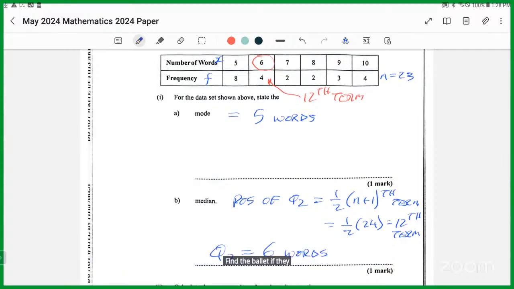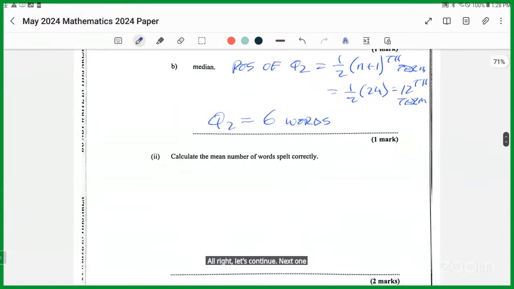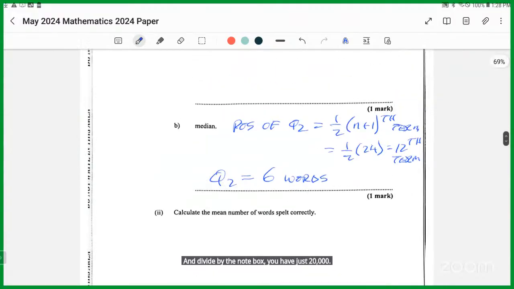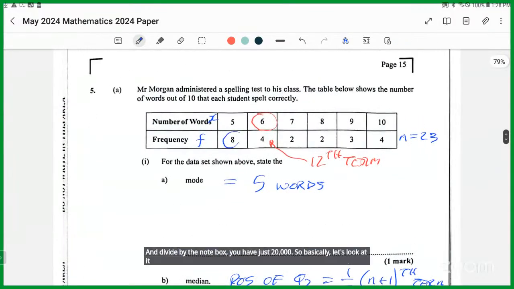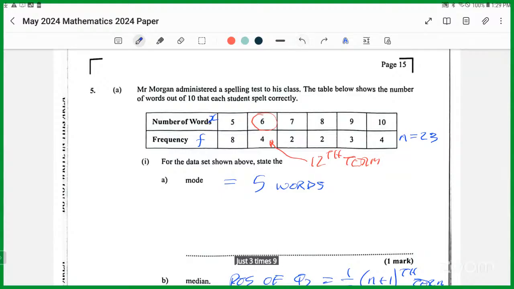All right, let's continue. Next one says, calculate the mean number of words. So for the mean number of words, you're going to add up all the words that were correct, and divide by the number of students, which is 20. It's like 8 persons got 5 words. So that's 8 times 5, plus 4 times 6, plus 2 times 7, plus 2 times 8, plus 3 times 9, plus 4 times 10 to get the total number of words correct, divided by the number of students. That is the mean number of words correct.